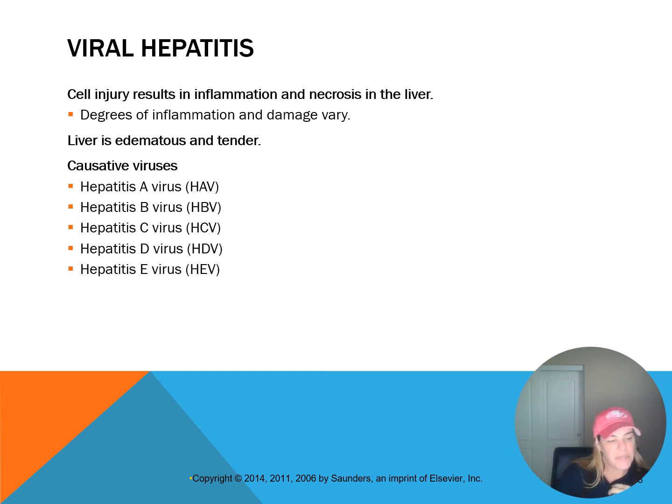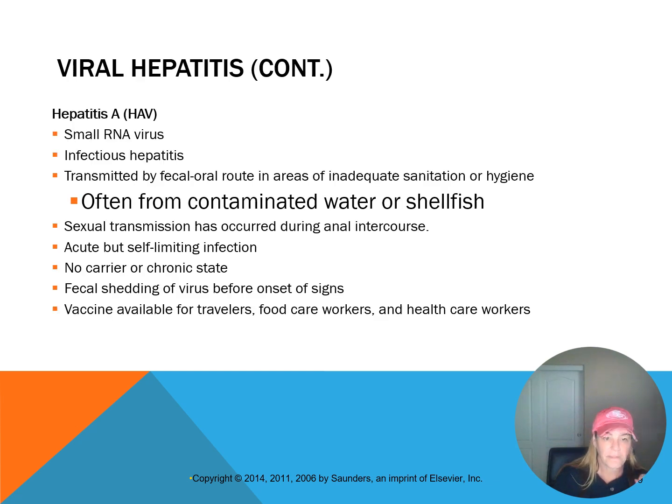So you have viral hepatitis, which is basically the virus creating damage and necrosis of the liver. The disease is variable. It can be very mild to very severe. The liver becomes very swollen and tender. The causative viruses are hepatitis A, B, C, D, and E viruses. It's pretty self-explanatory. They didn't get very creative when naming these viruses.